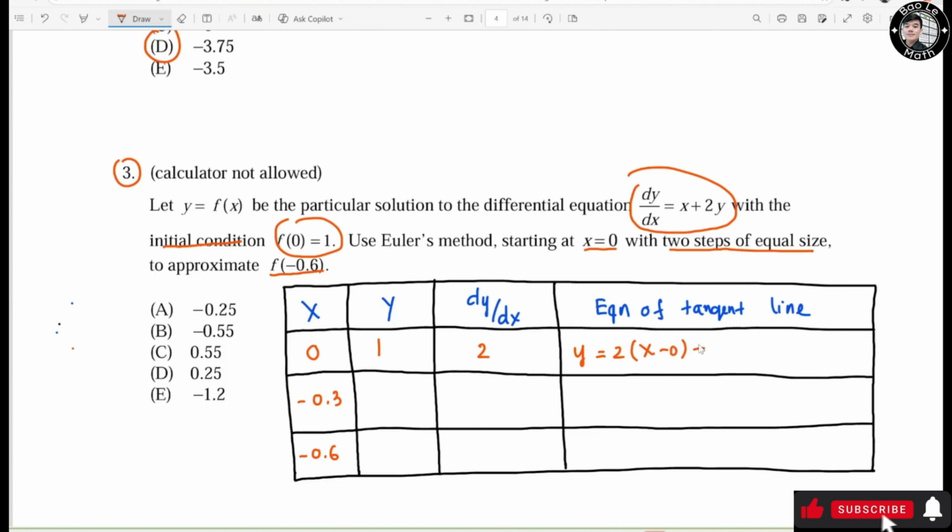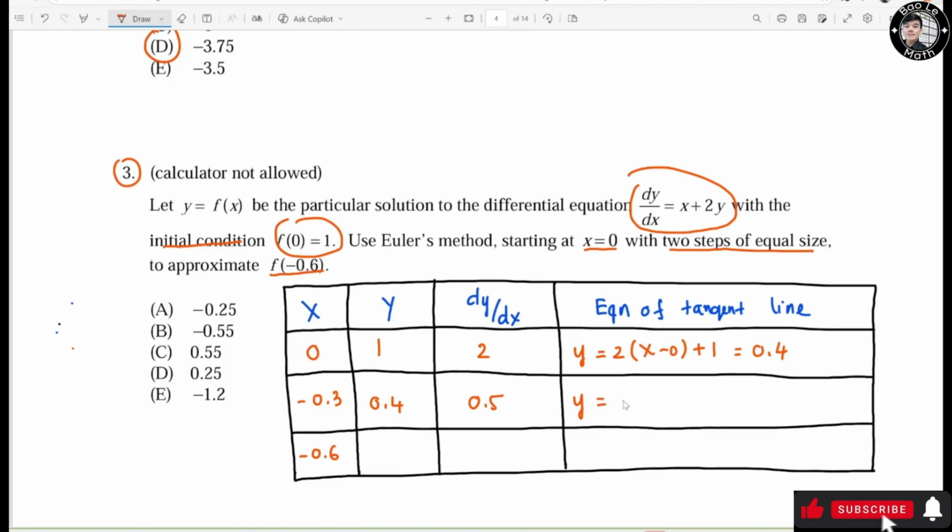plus y1, which is 1, right? Substitute negative 0.3 for s over here. So we have 2 times negative 0.3 is going to be negative 0.6 plus 1 is going to be 0.4, right? Put 0.4 over here, right? Now dy over ds is going to be s plus 2y, right? So it's going to be negative 0.3 plus 0.8, right? So it's going to be 0.5 right here, right?